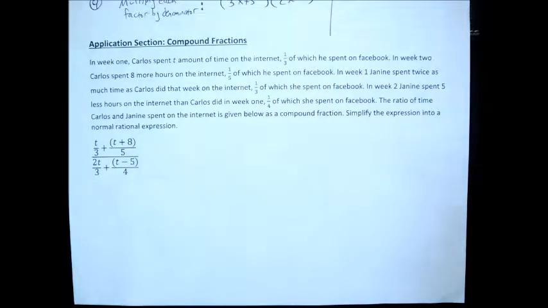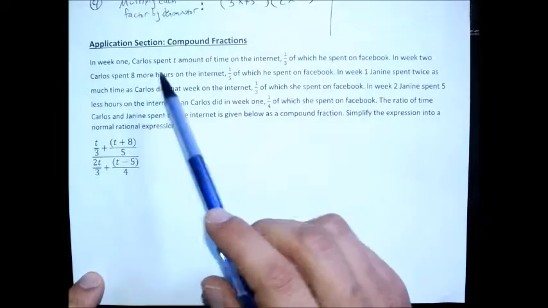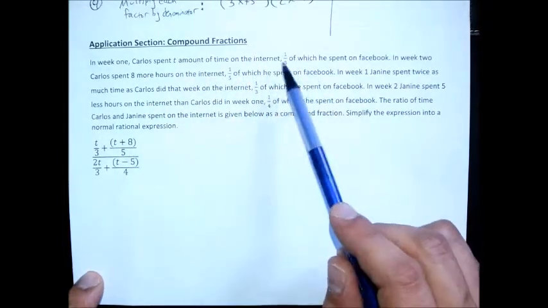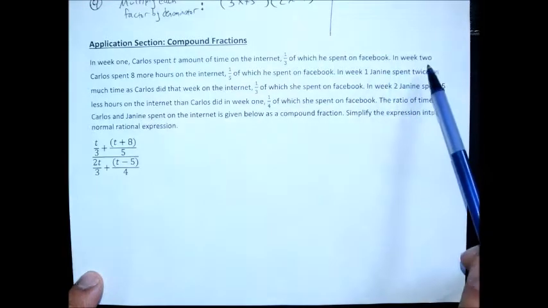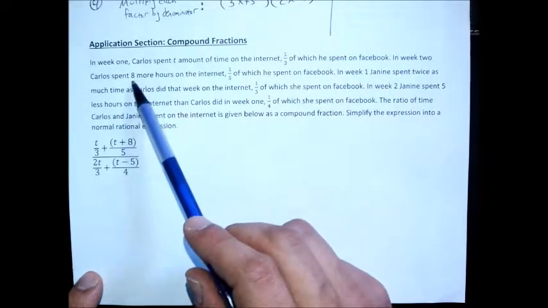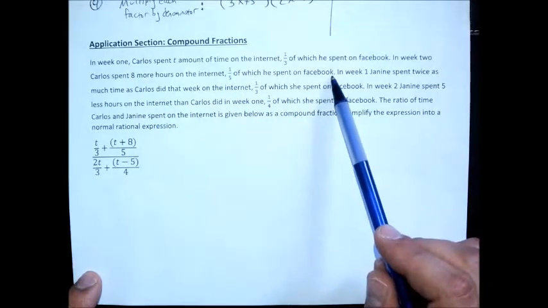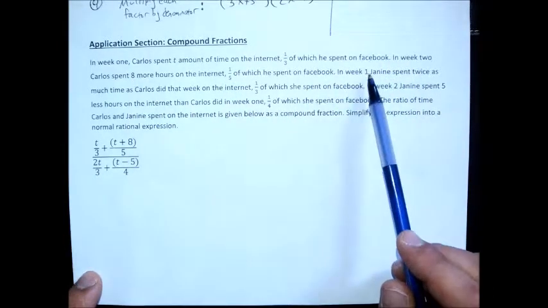So let's suppose that in week 1, we've got two people, Carlos and Janine. In week 1, Carlos spent T amount of time on the internet, a third of which he spent on Facebook. And then the next week, he spent 8 more hours on the internet, a fifth of which he spent on Facebook. Okay. And then let's talk about Janine.